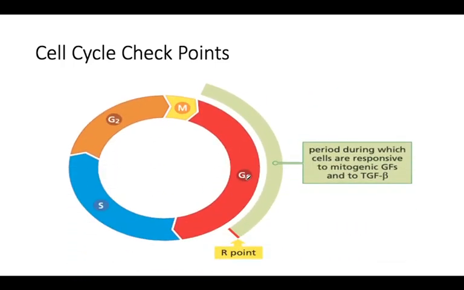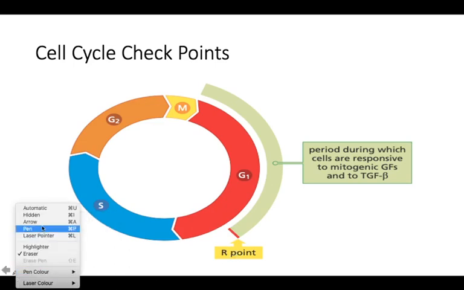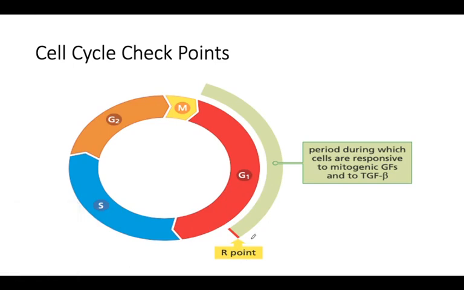Now once the cell enters G1 phase, there is a decisive point, generally called the R point. The reason R is labeled is that it is the restriction point. From here the cell makes up its mind that it is going to complete this whole round of the cell cycle. This is the period during which the cells are responsive to mitogenic growth factor signals or to anti-mitogenic growth factor signals like transforming growth factor beta. This is the anti-growth factor, and this is the growth factor signal, elaborated in this green portion.